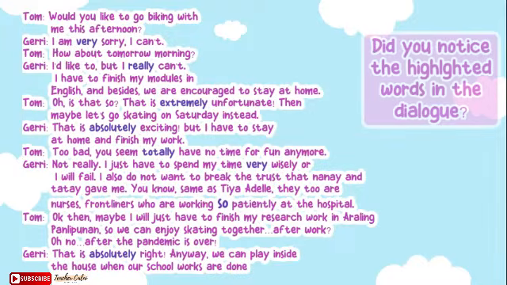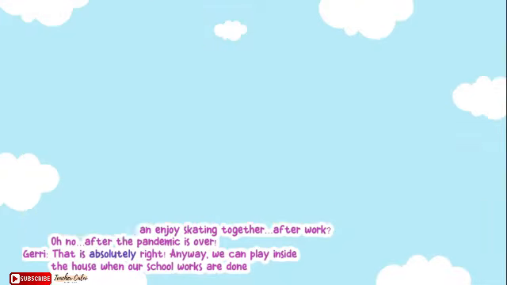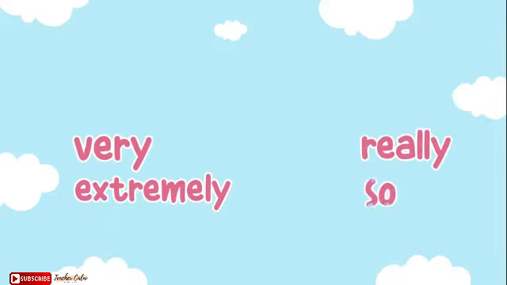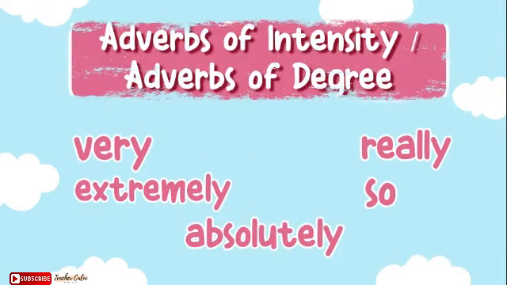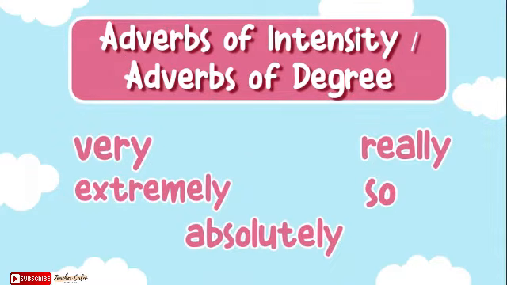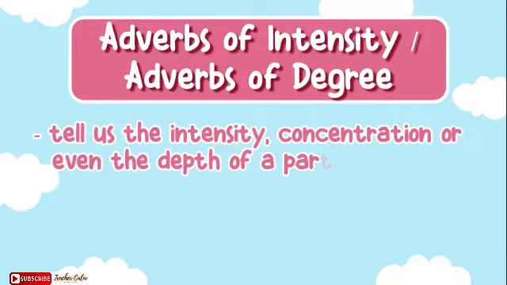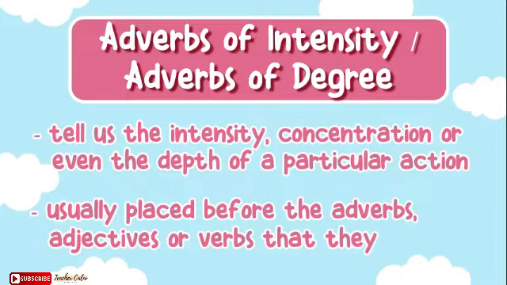Now, did you notice the highlighted words in the dialogue? What are they called? The highlighted words from the dialogue such as very, extremely, really, so, and absolutely, they are all called adverbs of intensity, or also known as adverbs of degree. These words tell us the intensity, concentration, or even the depth of a particular action. They are usually placed before the adverbs, adjectives, or verbs that they modify.